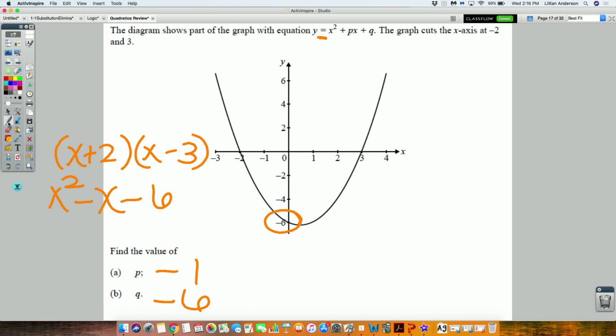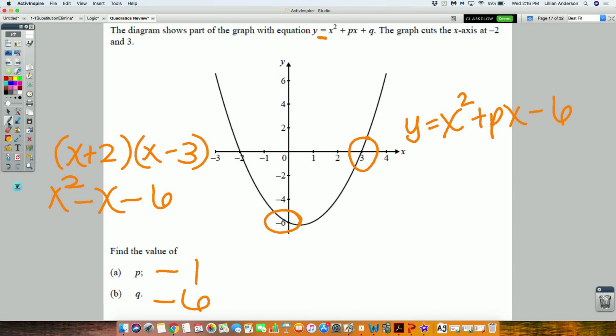Would they always be like that? I mean, you were able to find q first before p. Yeah, I could have found q first before p. Another way I could have done it was, since you already knew what q was, you could have used another point on your quadratic and plugged it in.